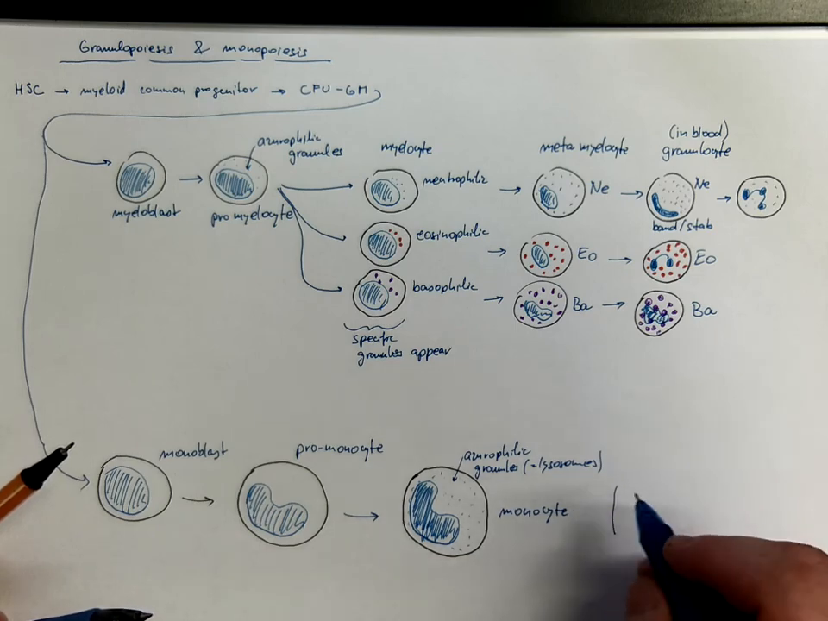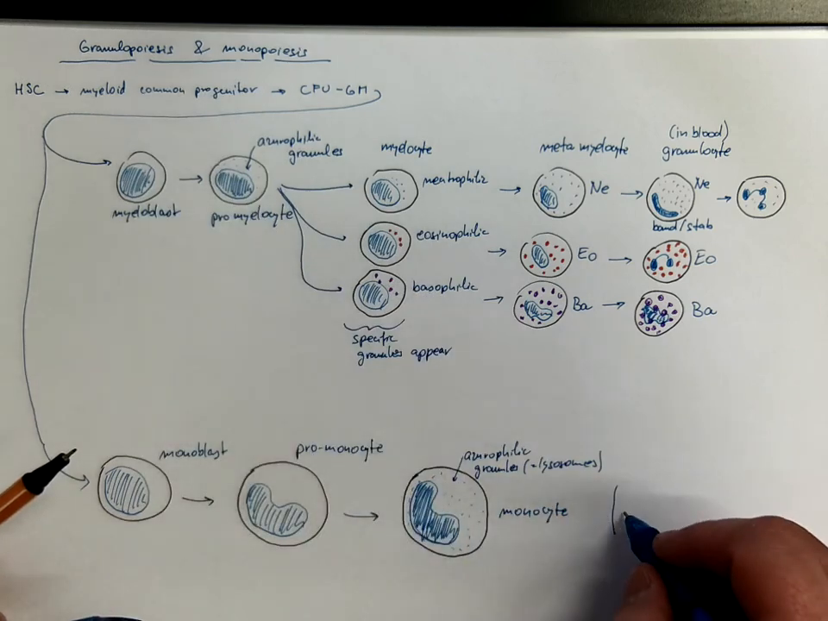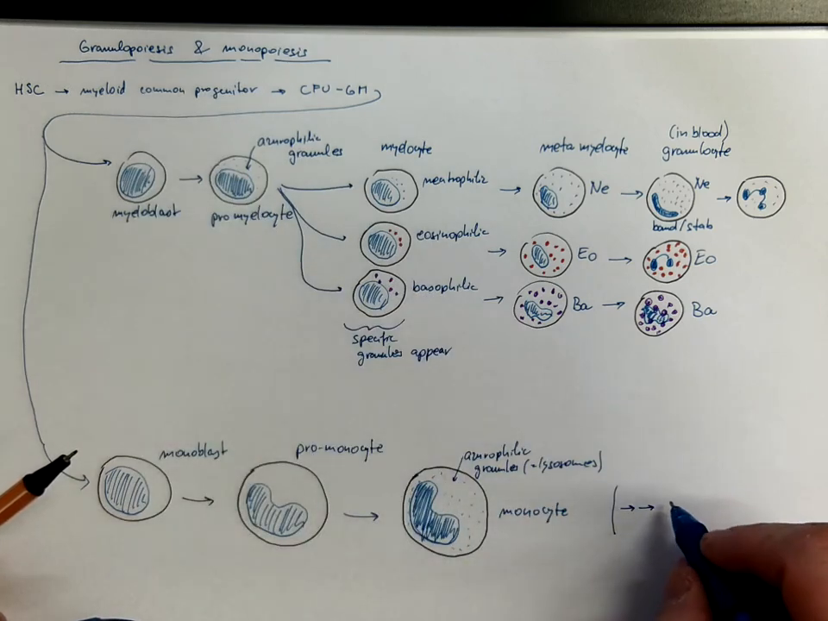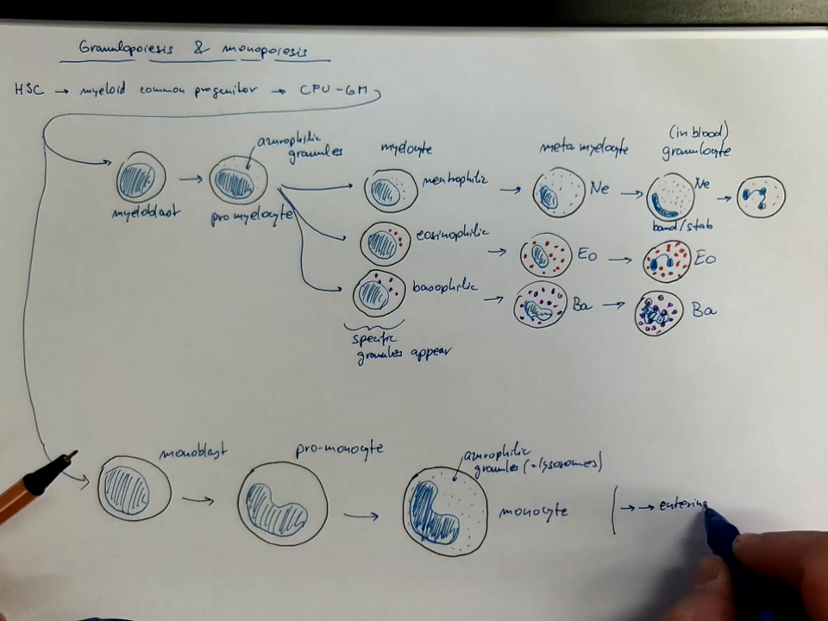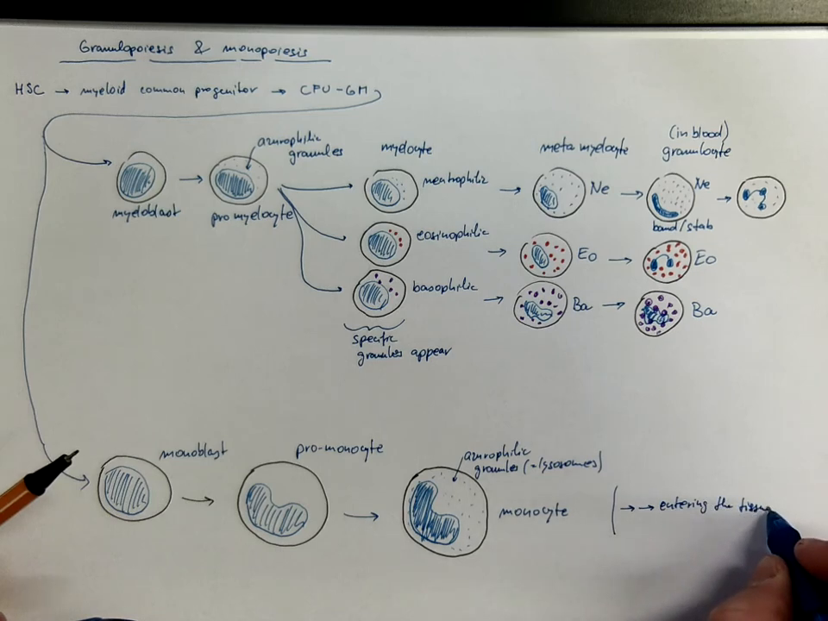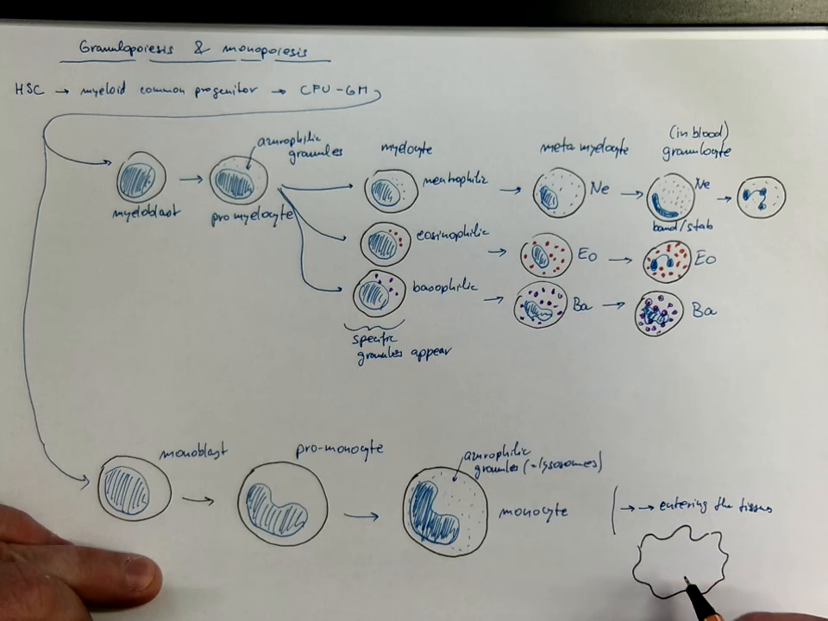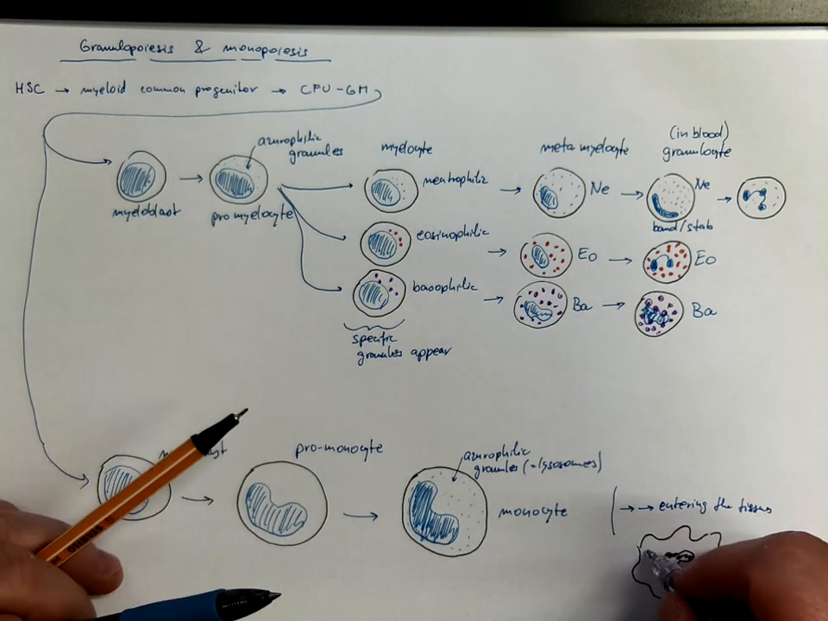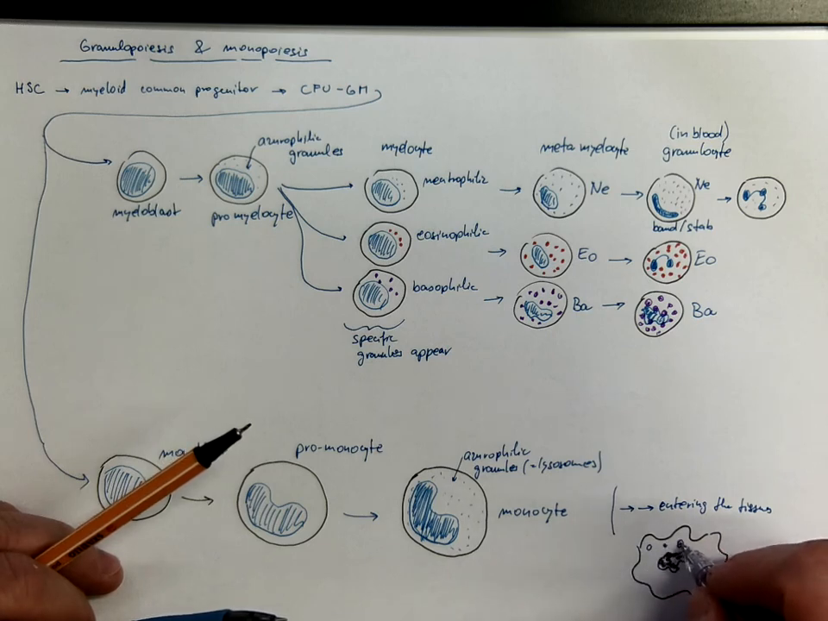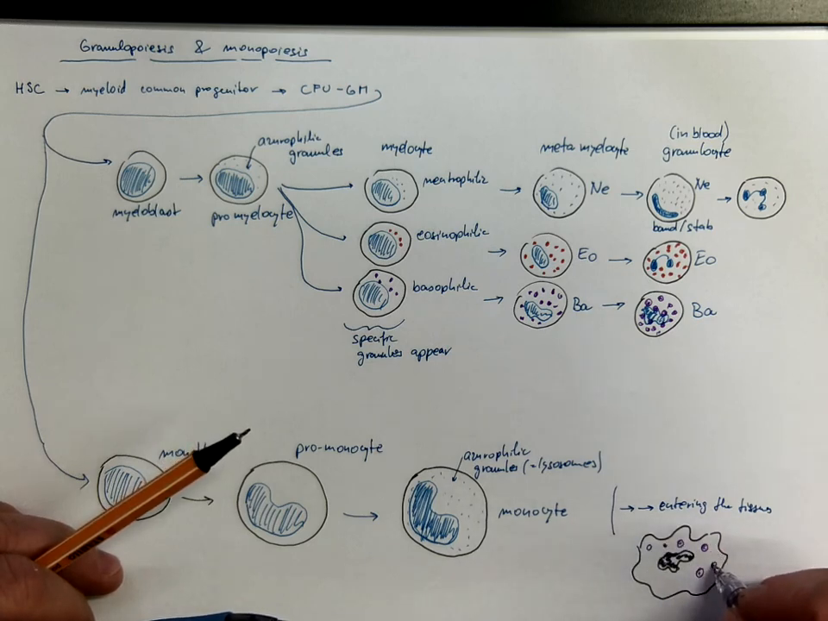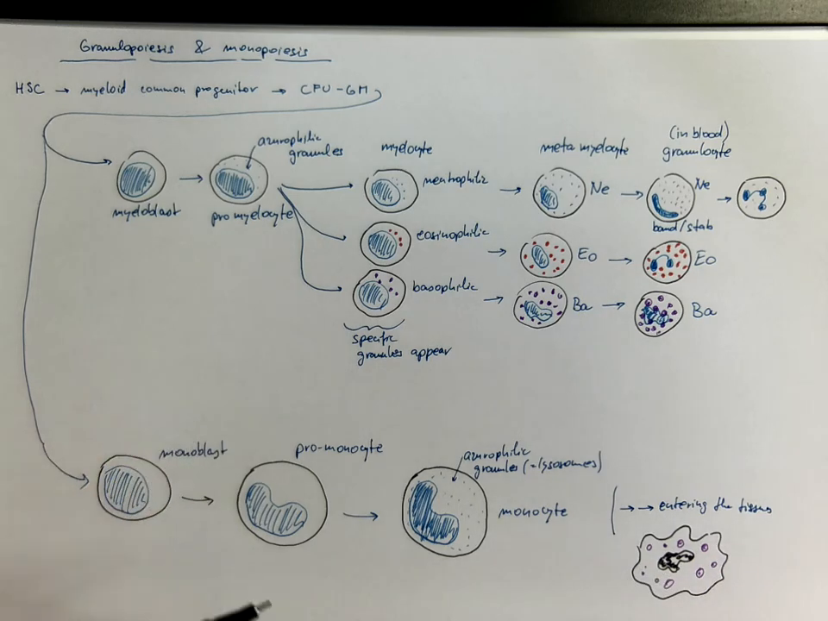Its further fate is not a part of the monopoiesis anymore, but let's only remind ourselves of the fact that it penetrates the tissues where it becomes a tissue macrophage, a mobile cell with irregular shape of nucleus and a variety of lysosomes, phagosomes and other vacuoles. So it's a tissue macrophage.